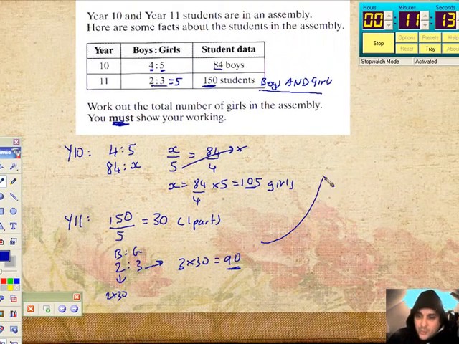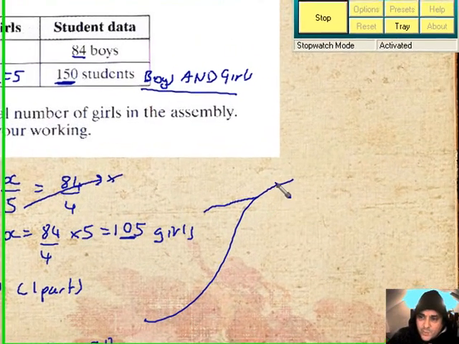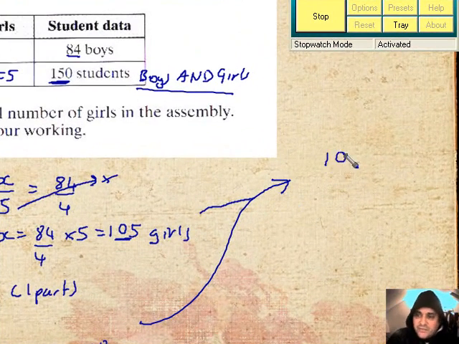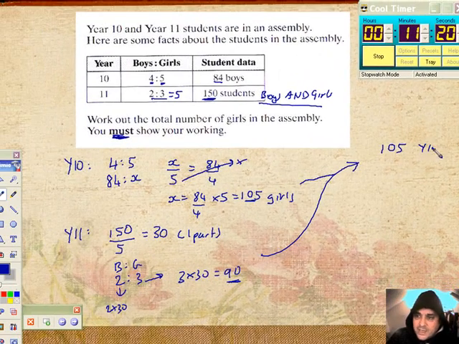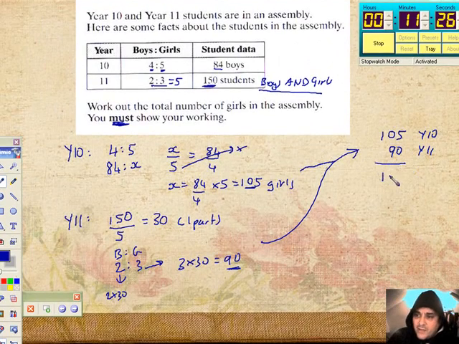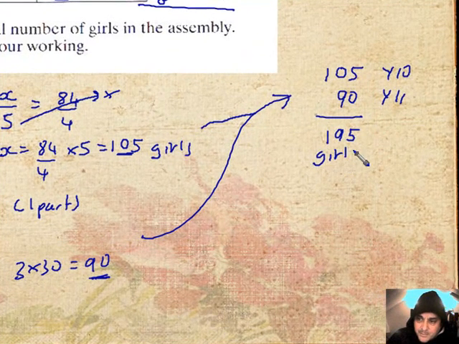Altogether, I'm going to join that with that, right there. I've got 105 girls in Year 10. I've got 90 girls in Year 11. Altogether, I've got 195 girls in the assembly.